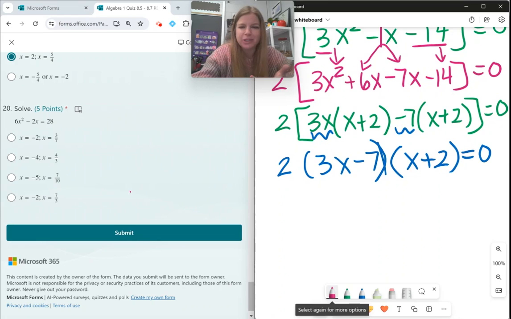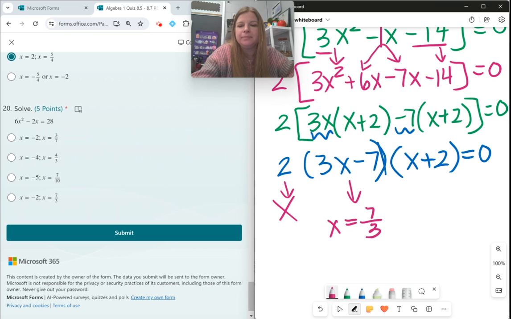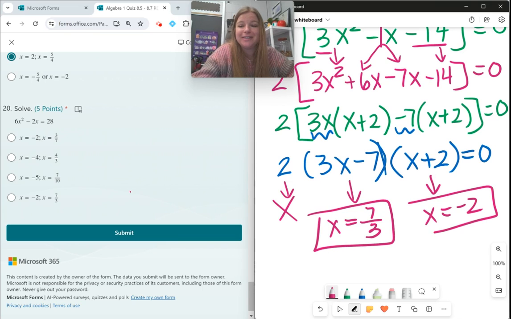You can't set 2 equal to 0. That just doesn't make any sense. So there's no solution from that part. But if I set 3x minus 7 equal to 0, I get 7 over 3. And if I set x plus 2 equal to 0, I get negative 2. That's it. Those are my solutions.